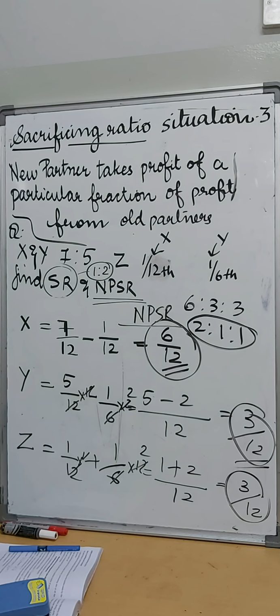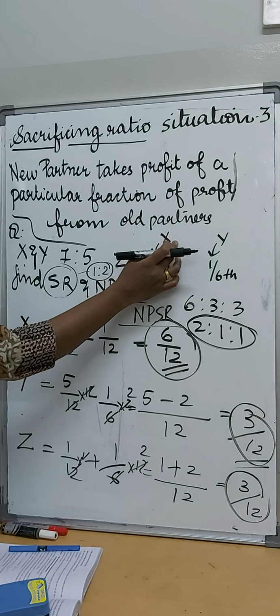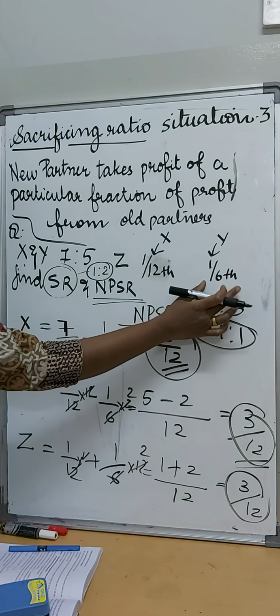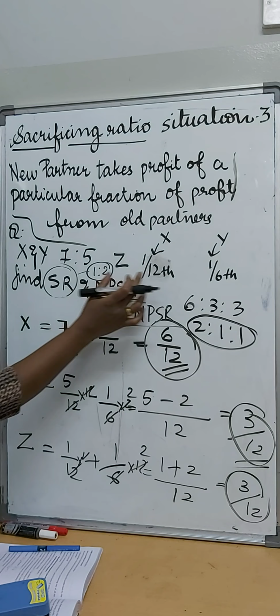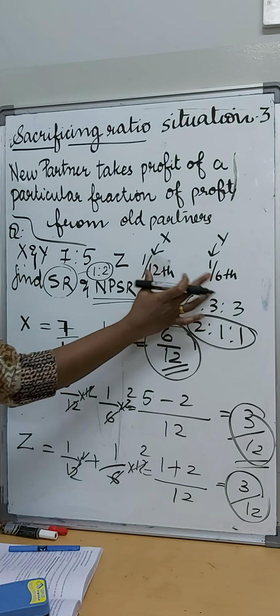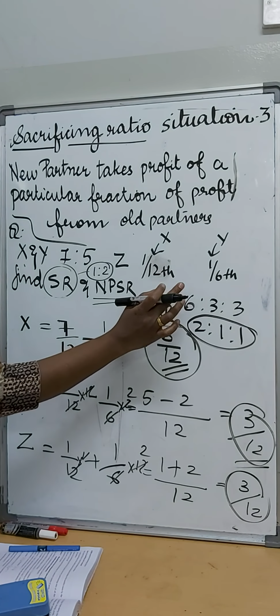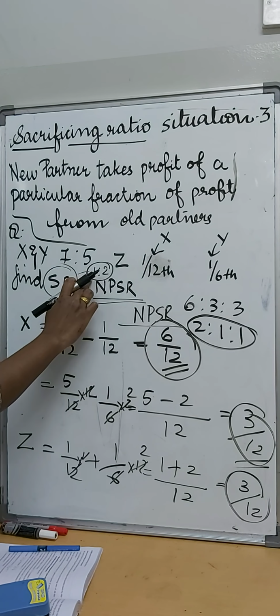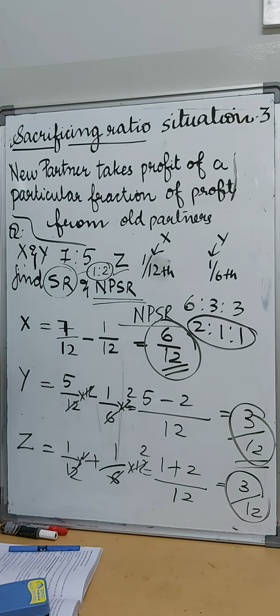Now I will tell you once again how to find the sacrificing ratio and new profit sharing ratio. The sacrificing ratio is given in the question. X sacrificed 1/12th portion towards Z and Y sacrificed 1/6th portion towards Z. That itself is the sacrificing ratio. 1/12 is to 1/6. I made the denominators equal, so I got 1:2. That is the sacrificing ratio.